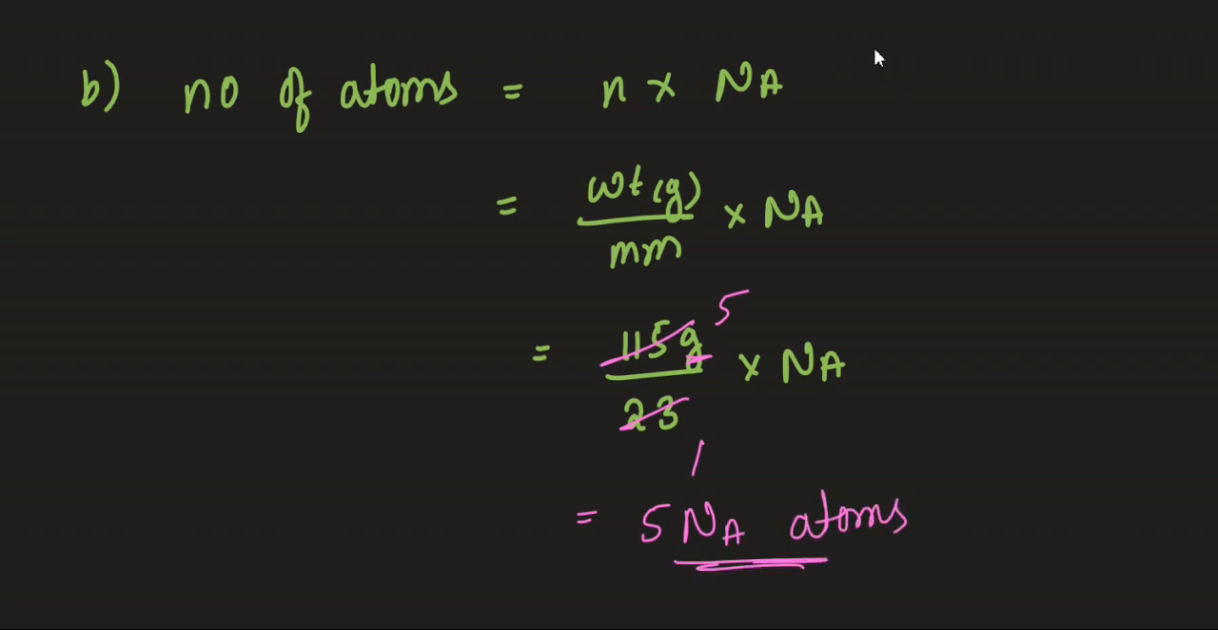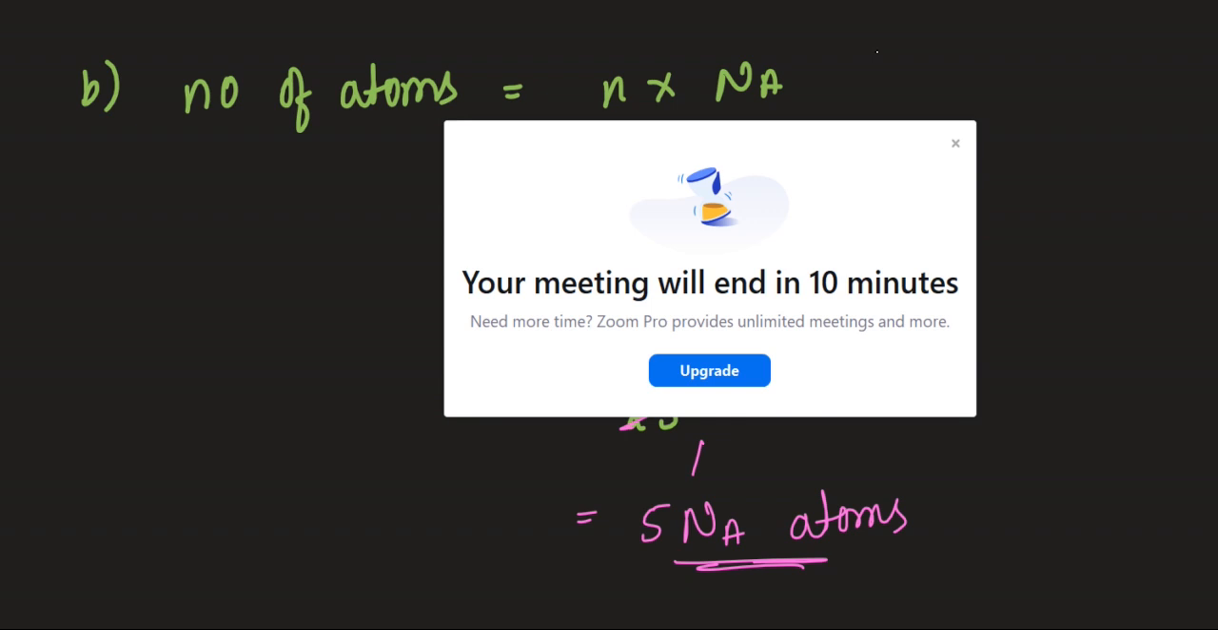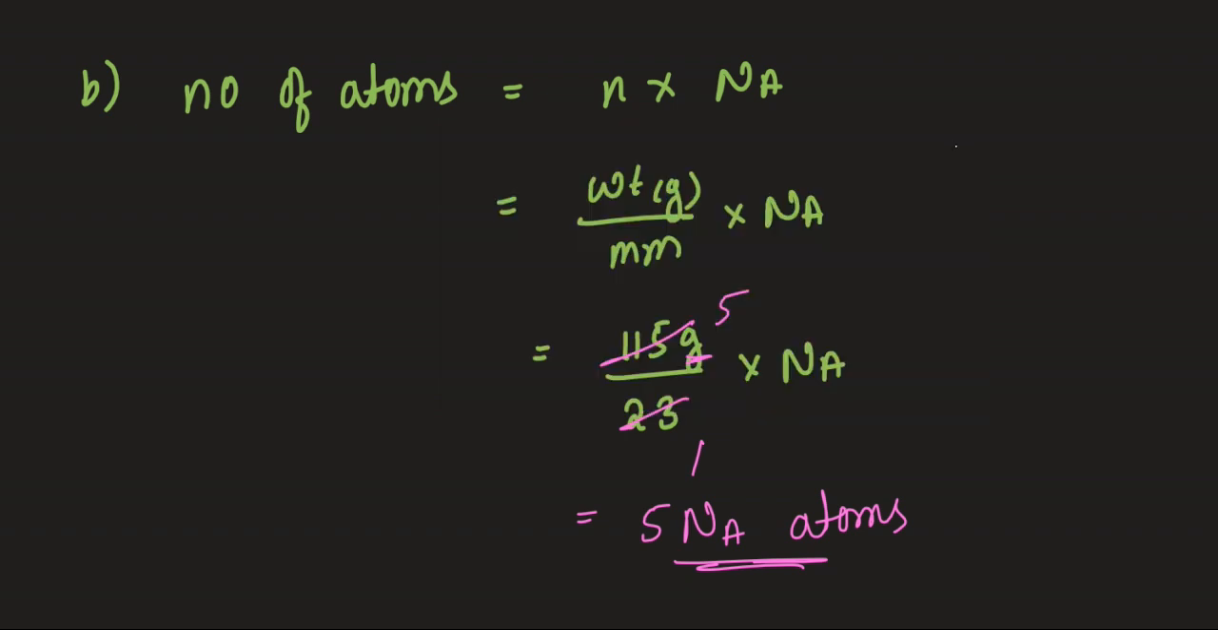So know the difference between the A question and the B question. In the A question we got only 5 atoms. In the B question we got 5 times Avogadro number. Don't think that both are the same. Whenever you get the AMU, just try to convert it. Clear till here? Understood everyone?